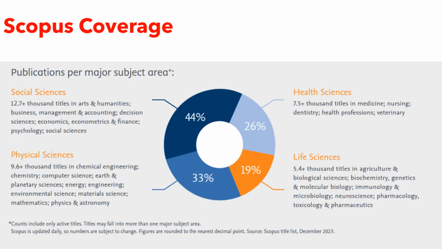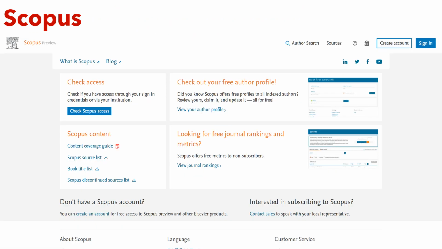If we divide all the journals indexed in Scopus into four broad categories, roughly 44% of journals belong to the social sciences. Then the second highest is physical sciences, which has 33% of journals or publications, 19% from life sciences, 26% from the health sciences. So you can see the maximum papers come from the social sciences, second highest from physical sciences, third highest from health sciences, and fourth from life sciences.